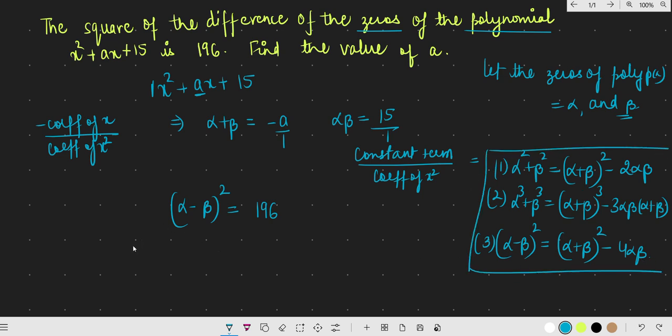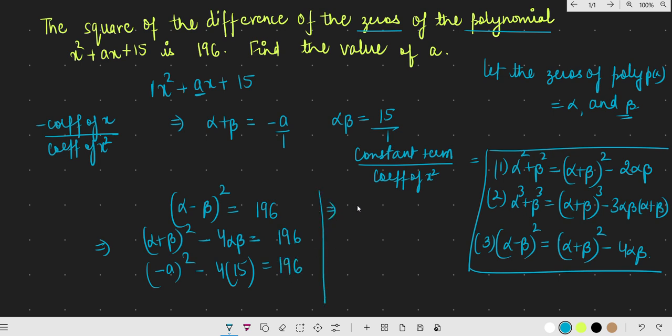तो यहाँ पर हम यूज कर लेंगे यहाँ पर ये formula that we are finding everything in alpha plus beta and alpha beta as sum and product. Now we'll substitute the value. Alpha plus beta is minus a, का whole square minus 4 into alpha beta is 15. तो इसको अब सॉल्व करने के लिए हम क्या करेंगे? This is a square minus 60 is equal to 196.